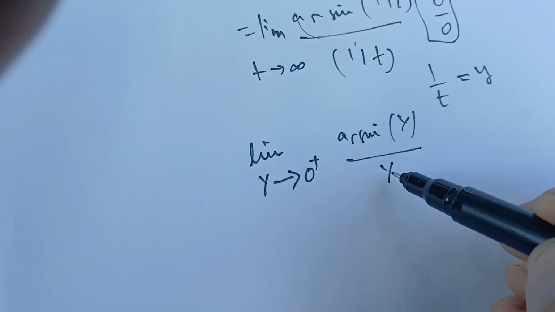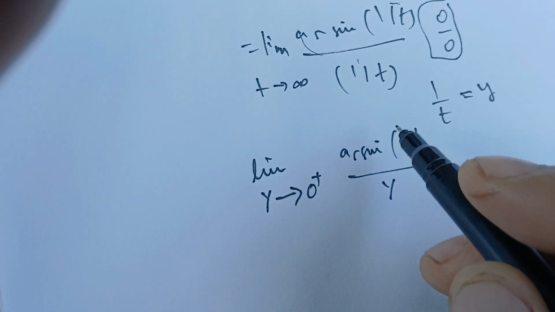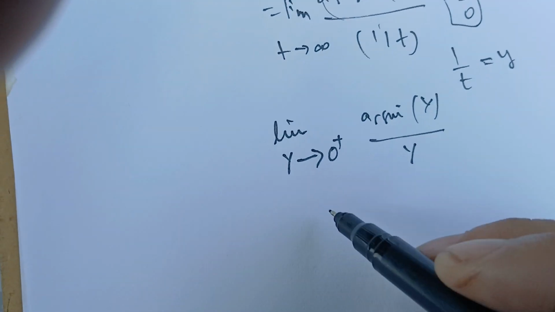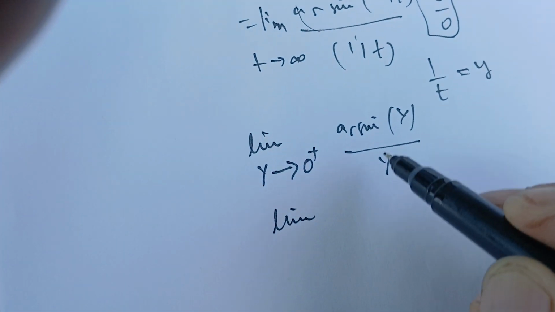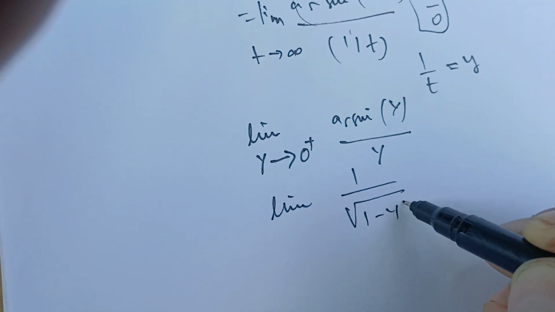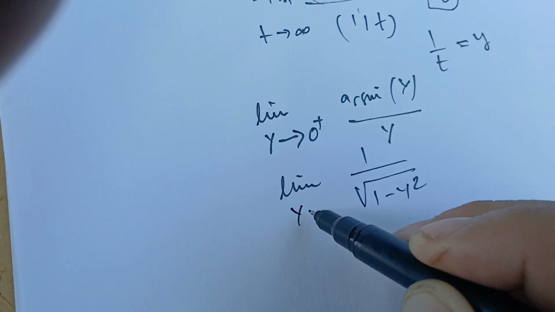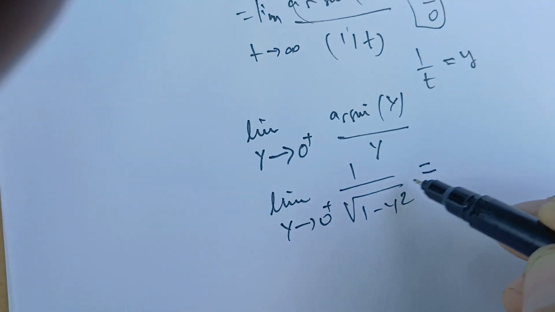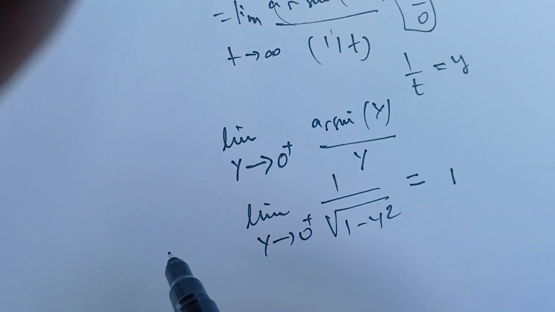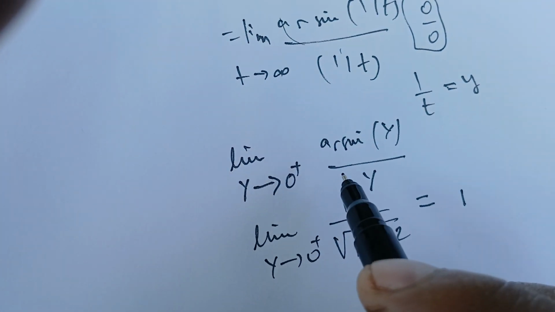Let's check one more time here. We have 0 over 0. But this is a simpler form. We can use L'Hopital's rule. Here we know the derivative of the arcsine is 1 over the square root of 1 minus y squared, over the derivative of y, which is 1. So therefore the limit as y goes to 0 from the right is 1. So in this case we get the limit needed.